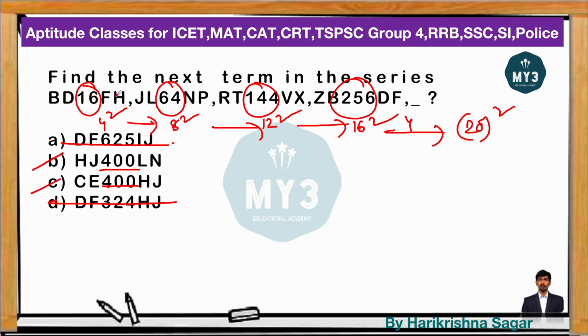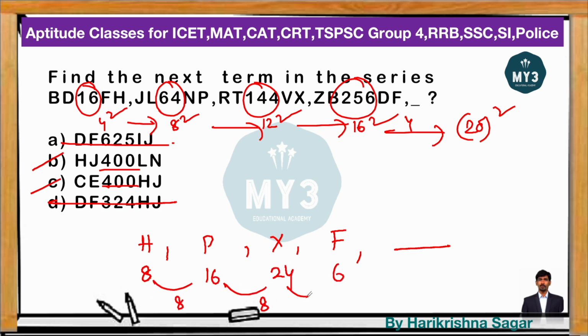So let's look at the last alphabet. This is H here. And then the last alphabet in the second term is P, and X and F. So we have to find out the next term. This is 8, this is 16, this is 24, this is 6. What is happening? There is an increase of 8, and here also it is 8 increased. 24 to 26 is 2. Again 26 to 6th alphabet. There is 8 increase. Next one should maintain a difference of 8. 6 plus 8 is 14. Answer should end with N. Eliminate option C. Mark the answer B.